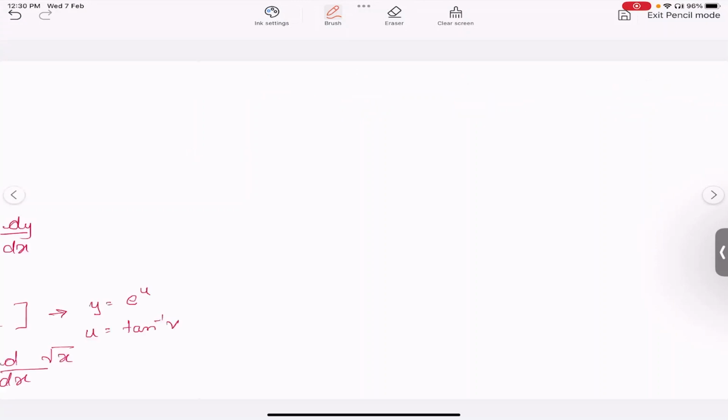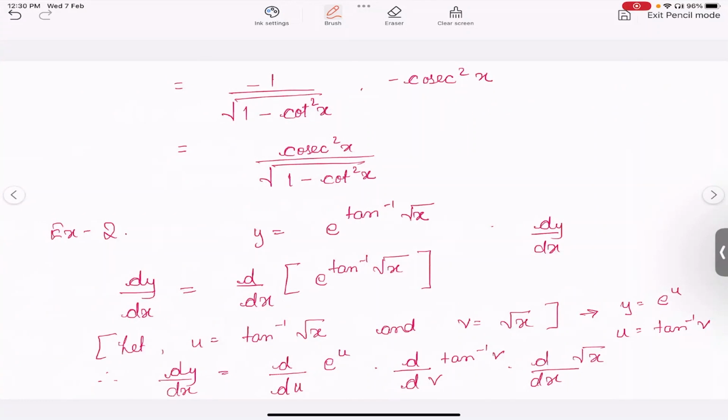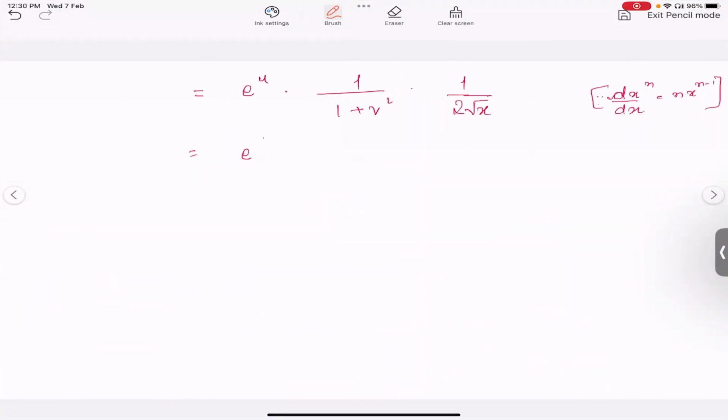So e to the power u will be equal to tan inverse v, and again v is equal to square root of x. The derivative of v will be equal to 1 by 2 root x. So this is what we have.